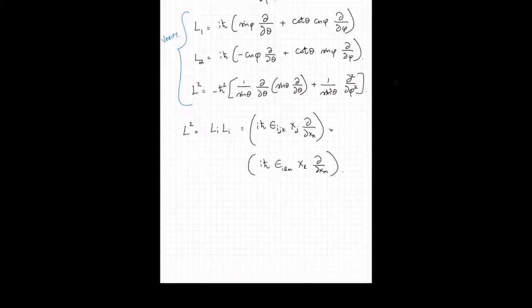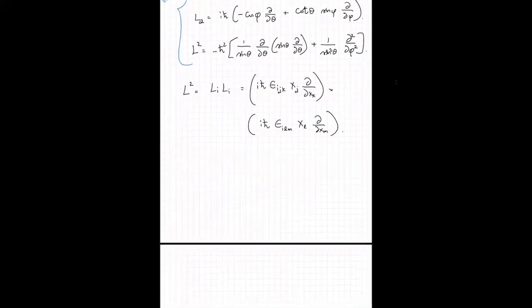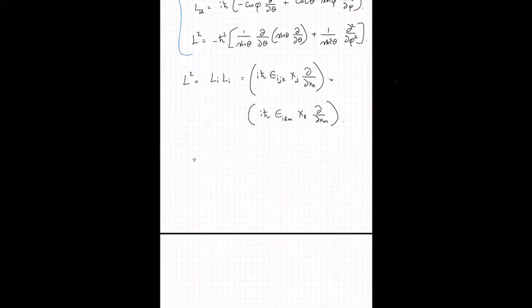Okay. So this might be something that you're not familiar with. So please stop me if there's any questions. So there's two factors of iħ. So this is minus ħ squared. Then I have this curious combination of Levi-Civita symbols, epsilon ijk times epsilon ilm, xj ∂/∂xk xl ∂/∂xm. Okay. Now this product of epsilons can be written in terms of delta functions.